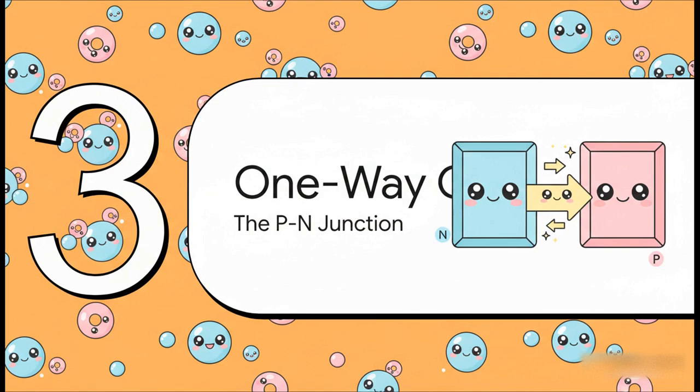Okay, so now we've got these 2 different flavors of silicon, one with extra electrons and one with extra holes. But the real magic, and I mean real magic, happens when we stick them right next to each other. This creates something called a p-n junction, and this little thing changes everything.